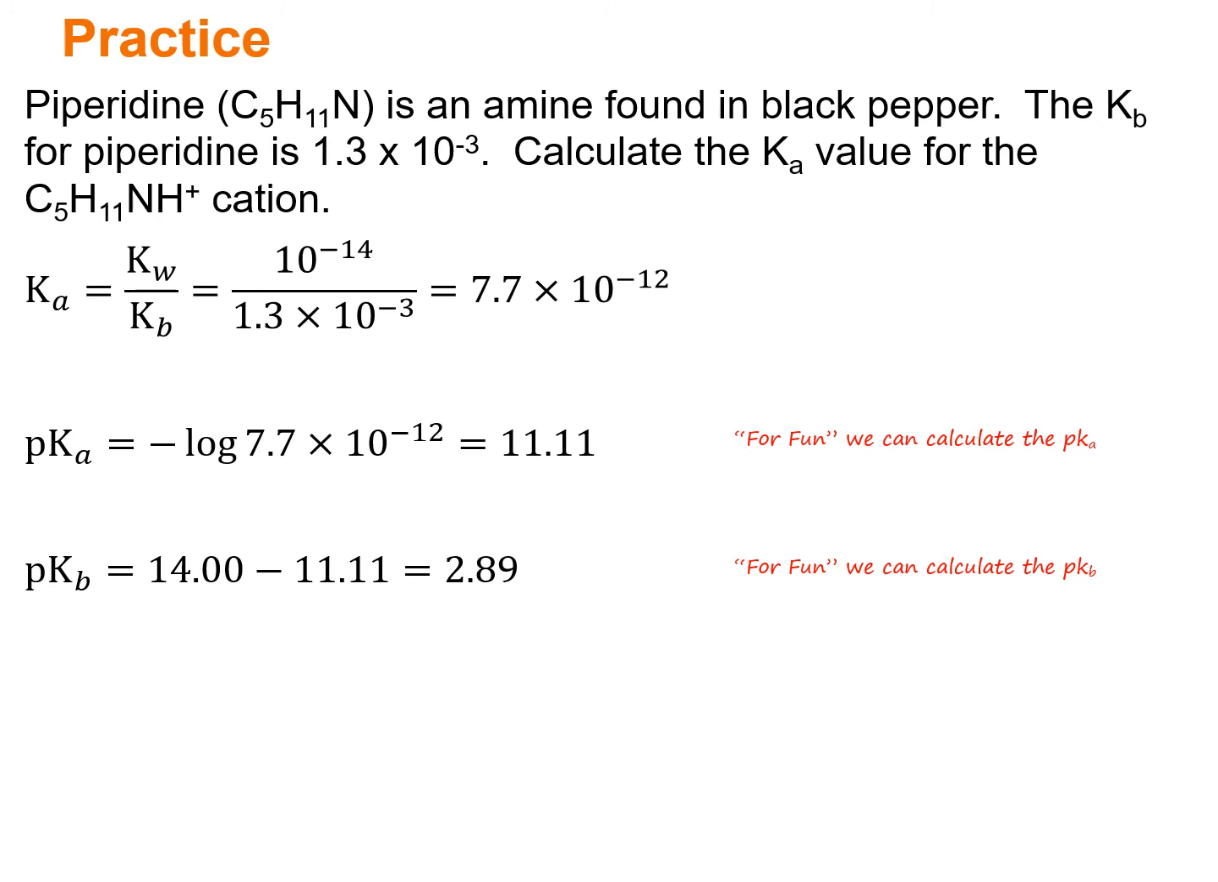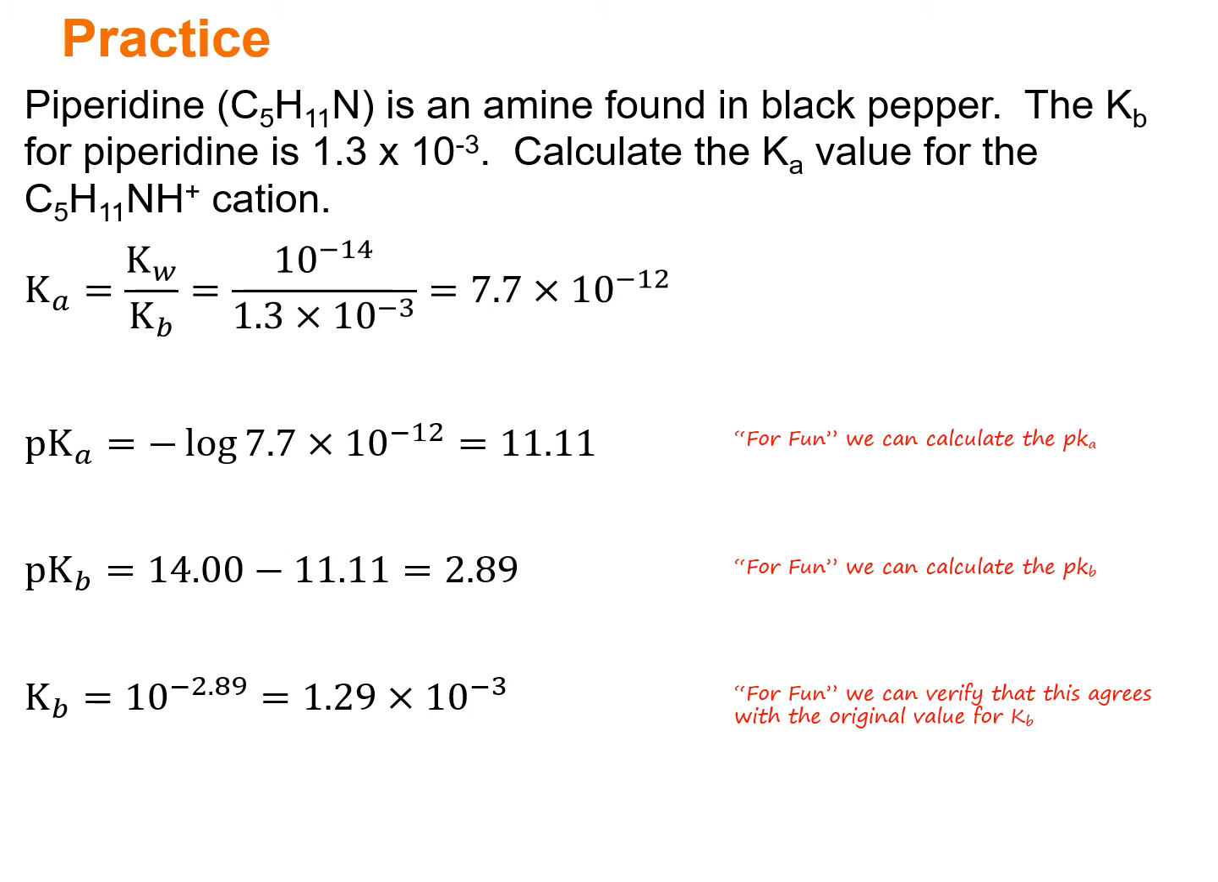And if I was so inclined, I can get back to the Kb value that I started with by doing 10 to the minus 2.89. And a little bit of round off error gives me 1.29 times 10 to the minus 3. I think that's good enough to call about the same as the value that we started with. So there's just a little maneuvering with those values there.